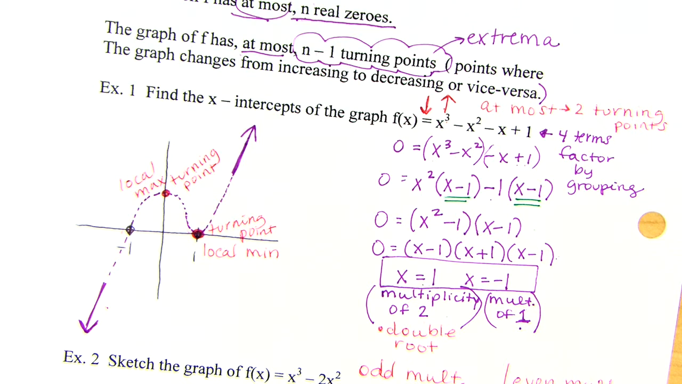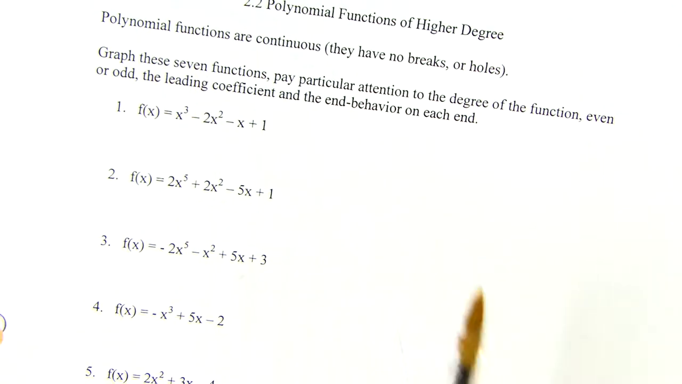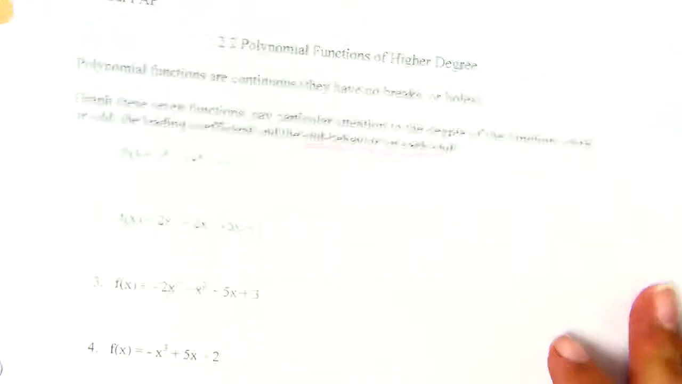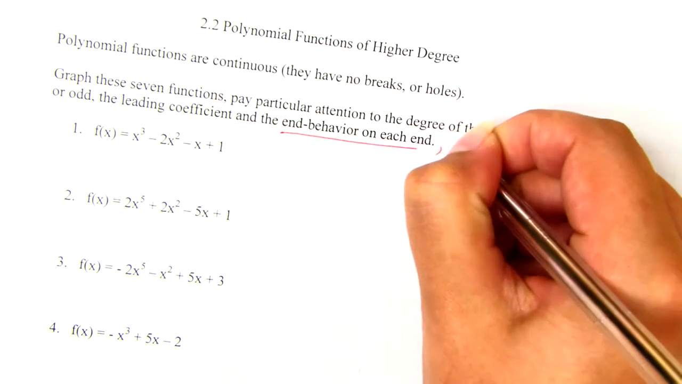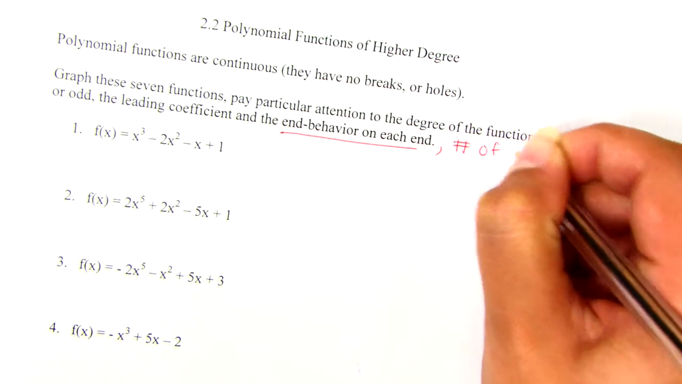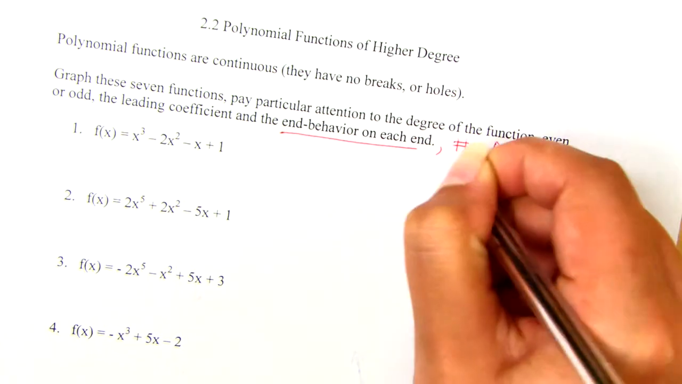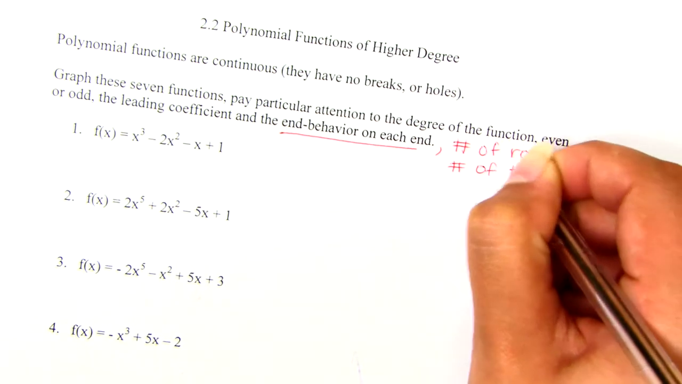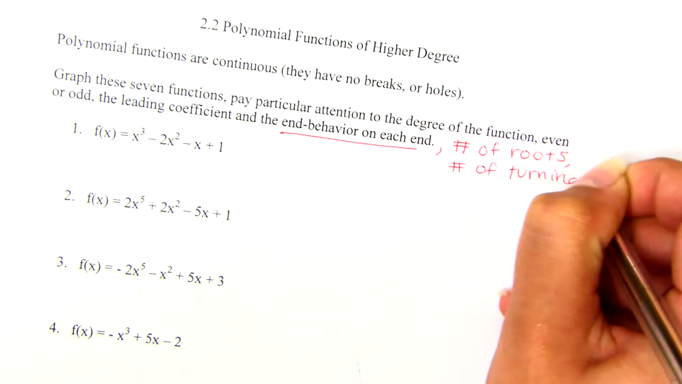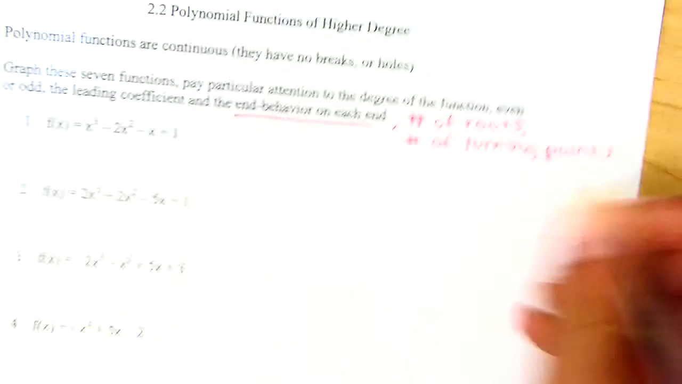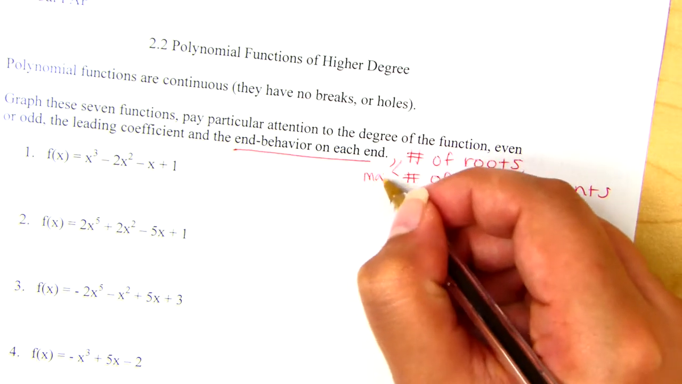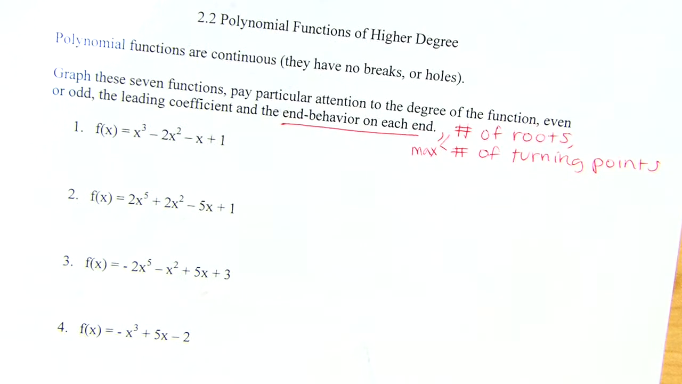What I want you to try to do for the last little bit of class here, I'm not going to ask you to graph these yet, but I want you to give me end behavior, number of roots, and number of turning points. You don't have to graph it. And so when I say number, I mean max. So what's your maximum? Maybe if you actually graph it, you would see, oh, this one could have had 3 turning points, but it only has 2.